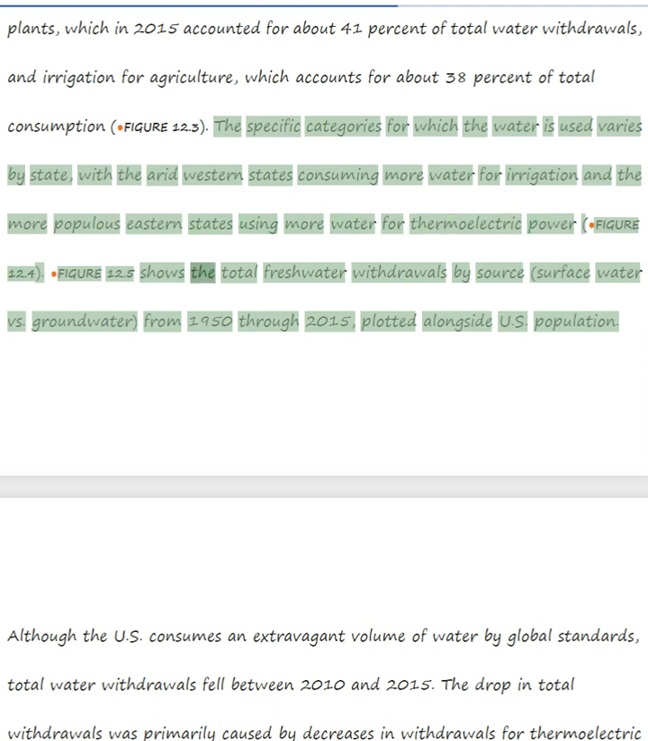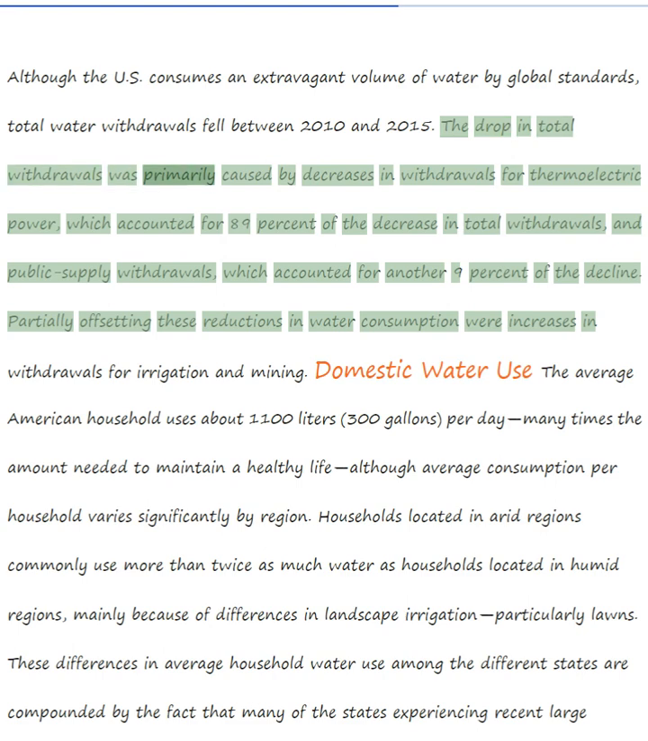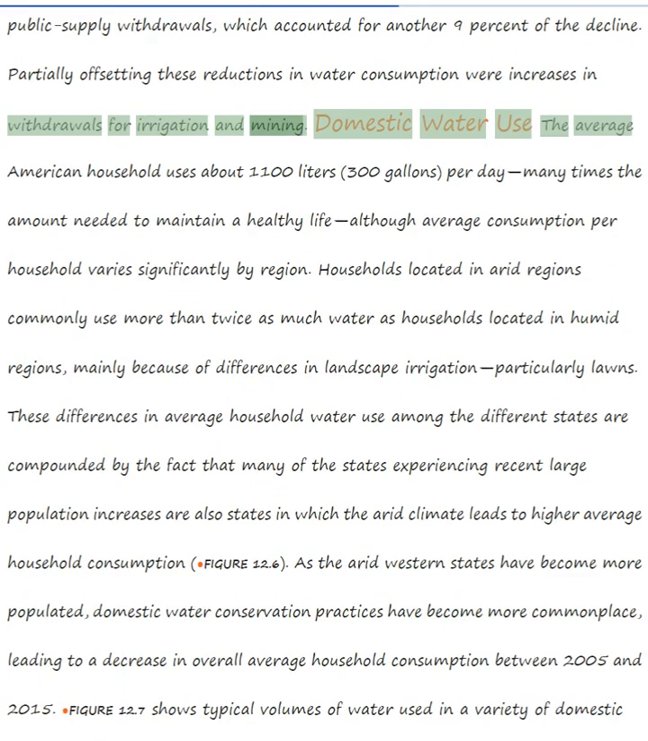Figure 12.5 shows the total freshwater withdrawals by source from 1950 through 2015, plotted alongside U.S. population. Although the U.S. consumes an extravagant volume of water by global standards, total water withdrawals fell between 2010 and 2015. The drop in total withdrawals was primarily caused by decreases in withdrawals for thermoelectric power, which accounted for 89% of the decrease in total withdrawals, and public supply withdrawals, which accounted for another 9% of the decline. Partially offsetting these reductions in water consumption were increases in withdrawals for irrigation and mining.